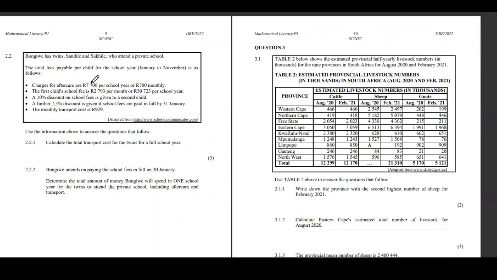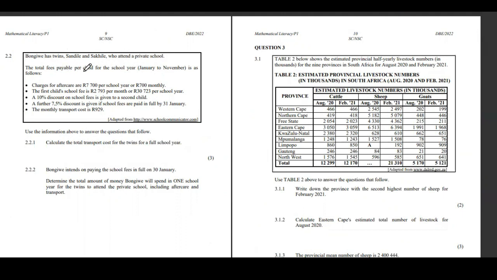You look through the scenario here. The scenario is up here. Bongiwe has twins. Twins simply meaning two children. They were born on the same day, not at the same time, but on the same day. You understand? One is older than the other by a few minutes. The moment you hear twins, you know that they are two people. The moment you hear it's a couple, two people. Take note of that. Okay, who attend a private school?